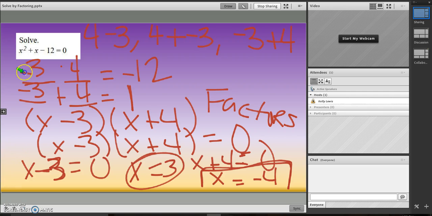Okay, here. This guy's a negative 3. The factor is a negative 3. The solution is a positive 3. Here's a positive 4. The factor is a positive 4. The solution is a negative 4. So factor and solution are opposite.